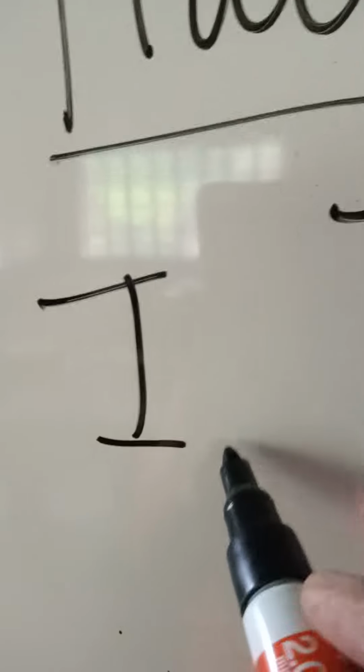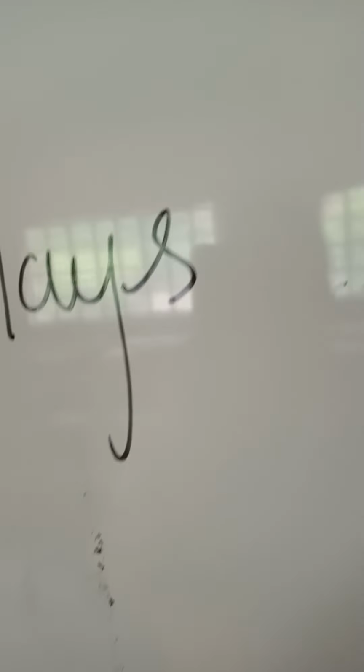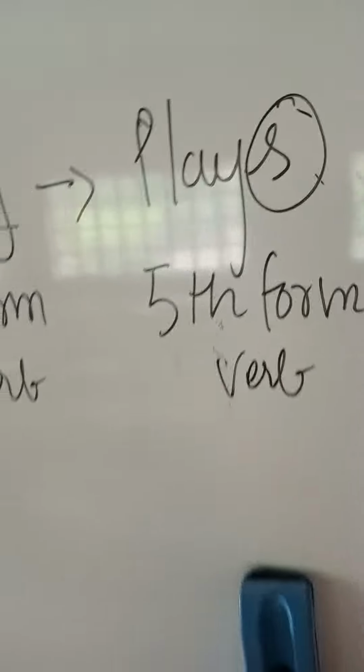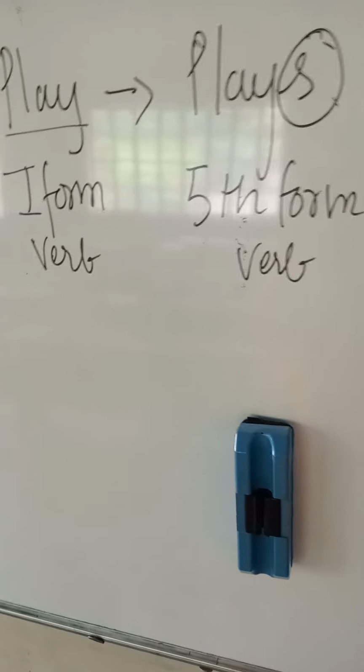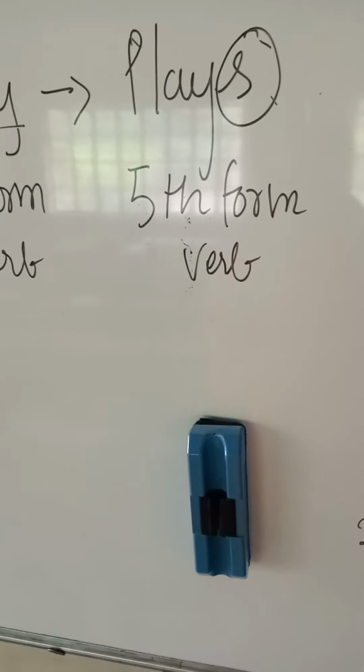How will we make the fifth form of verb, children? Suppose play. For example, this is play. Which form is this? This is the first form of verb. Now how will we make it the fifth form? We add s. So I have added s here. Now it has become the fifth form. Which form has it become? The fifth form of verb. So we can add s or es after the verb and we convert it into the fifth form.